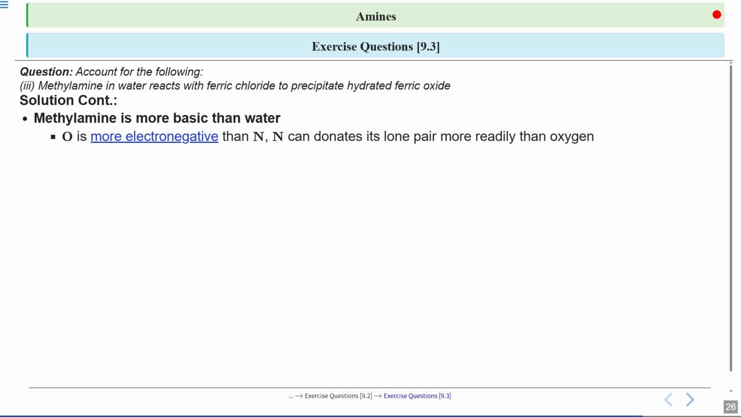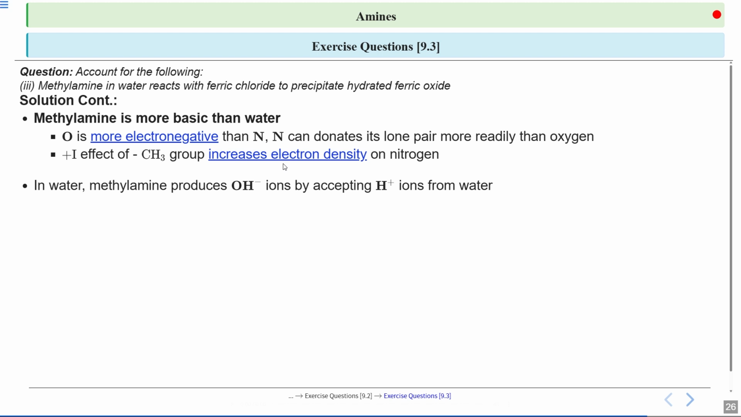Oxygen is more electronegative than nitrogen. So that means nitrogen can donate its lone pair more readily than oxygen. And if I talk about methylamine, this is more basic than water due to nitrogen's higher electron donating ability and the plus I effect of the methyl group, which makes it react with ferric chloride to get hydrated ferric oxide. So if you'll see this CH3 group, which has plus I effect, this increases the electron density on the nitrogen.